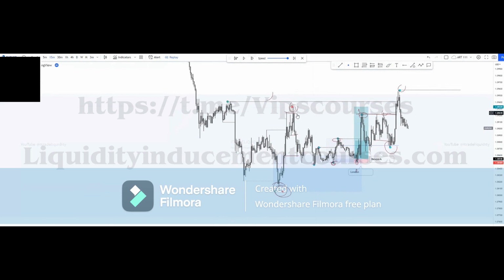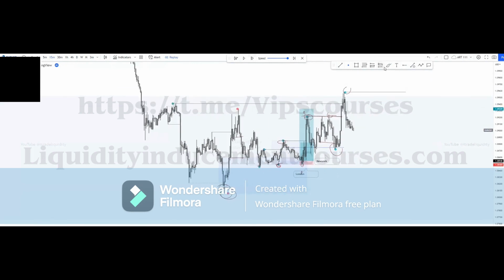The market builds the liquidity right in front of our faces, but it's up to us to see it. Look at this, trend line liquidity. Look at this impulsive push. While we were looking for longs, it was already building up the liquidity. See that? So that becomes weak.